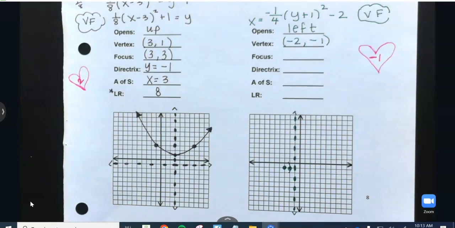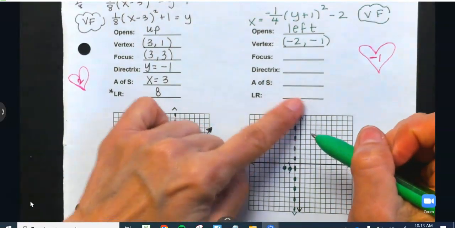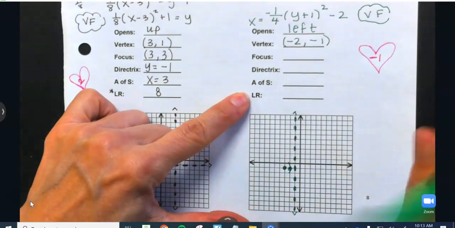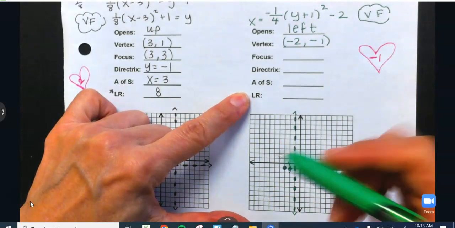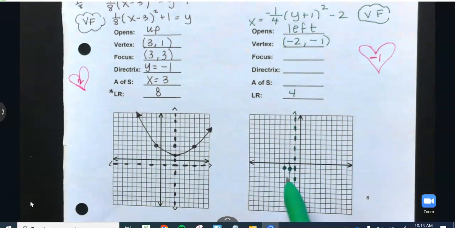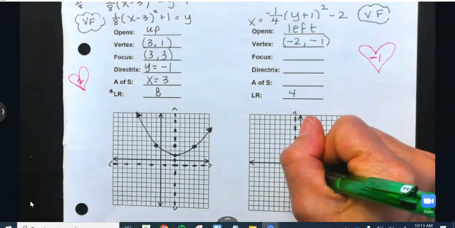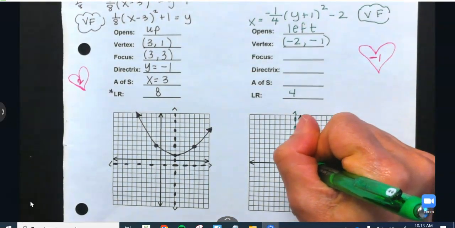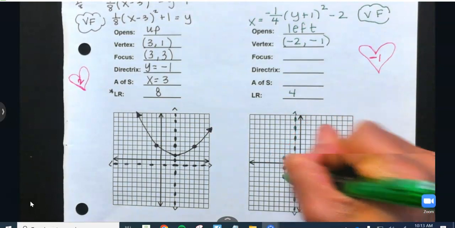All right, so even though the p-value is negative, your focal width, your LR, is always positive because it's a measurement. What is the LR? What is the focal width? It's just 4. Yeah, it's the reciprocal of the A value. I'm going to go back to that focus I drew, and I'm going to go 2 places up and 2 places down because that's going to be the official focal width.